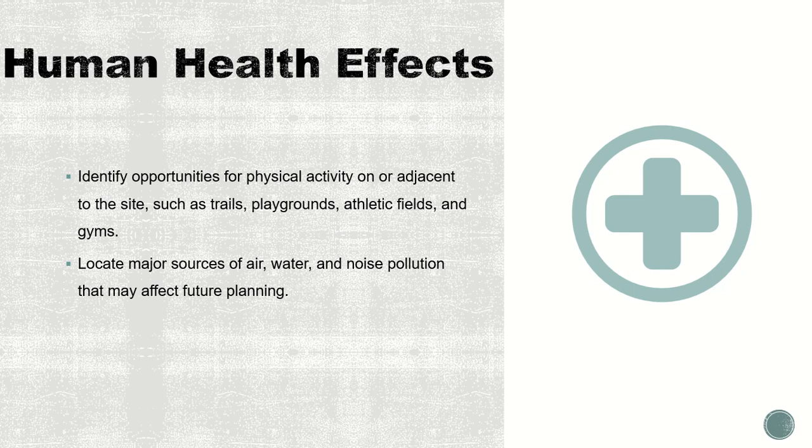The last one will be human health effects. To do this, we need to identify opportunities for physical activity on or adjacent to the site, such as trails, playgrounds, athletic fields, and gyms. To locate major sources of air, water, and noise pollution that may affect future planning. And to identify nearby hospitals, child care centers, schools, and senior centers whose occupants may be vulnerable to on-site pollution.